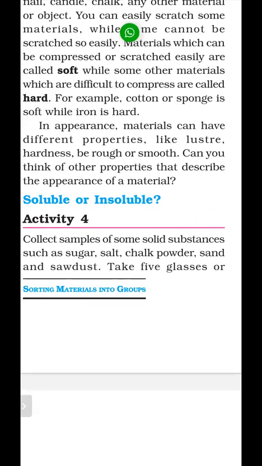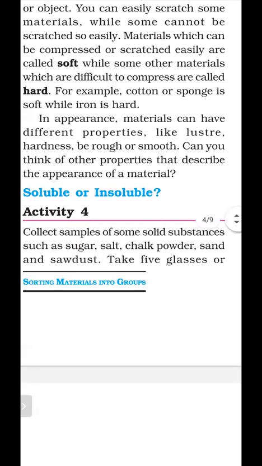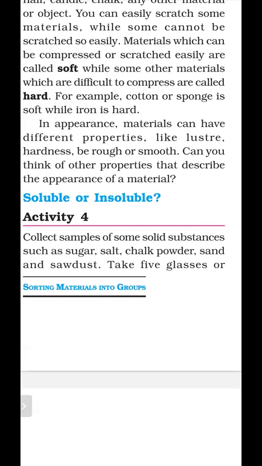So we are collecting different solid substances, just like sugar, salt, chalk powder, and sand. First substance is sugar, second is salt, third is chalk powder, and then sand. Then we are collecting these solid substances.